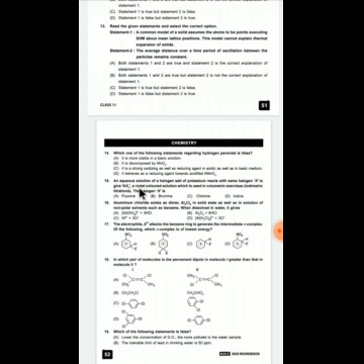Question number 15. An aqueous solution of a halogen salt of potassium reacts with the same halogen X to give KX3, a violet colored solution which is used in volumetric exercises, that is, iodometric titrations. Halogen X is: option A, fluorine; option B, bromine; option C, chlorine; and option D, iodine. Okay, so we need to choose the one correct option for KX3.